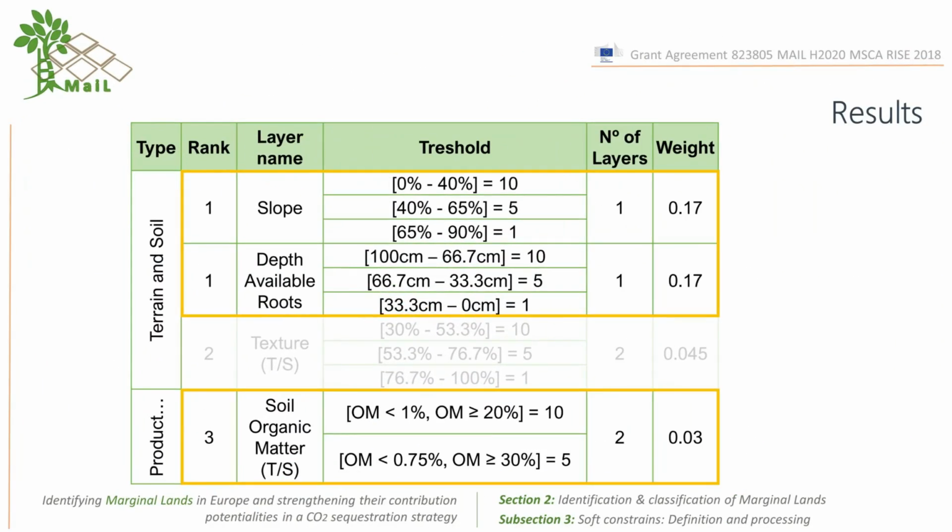At the moment, we have already processed 3 soft indicators: slope, depth available to roots, and soil organic matter. In the next video, we will work with the texture indicator in the processing modeler of QGIS.